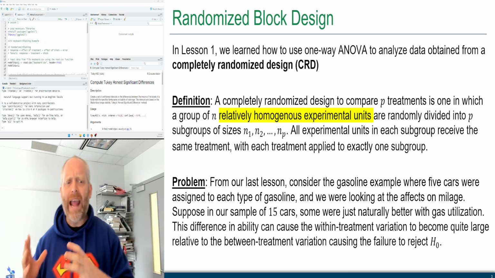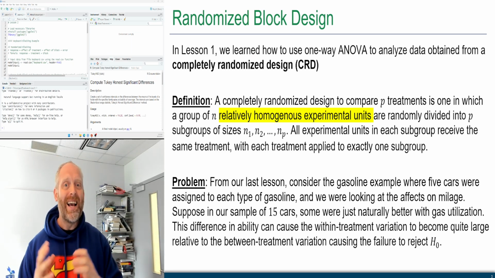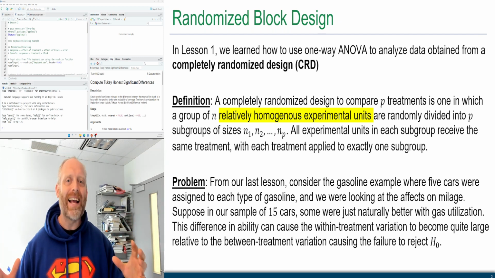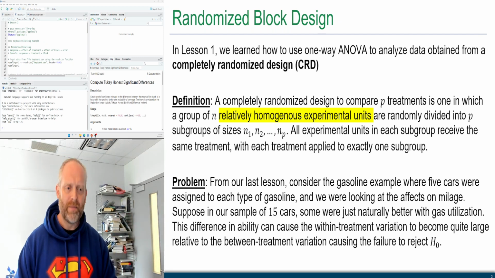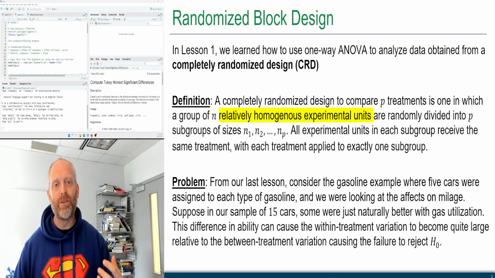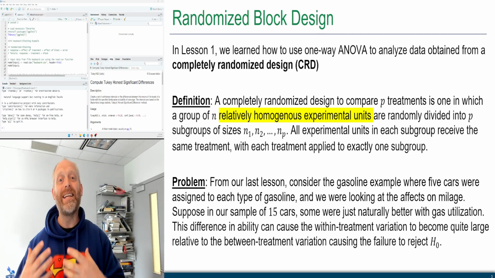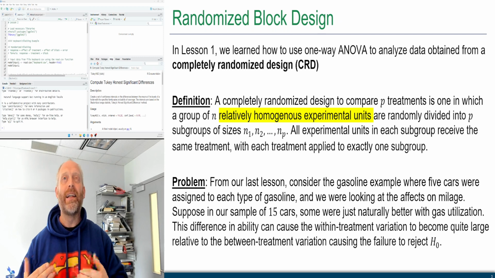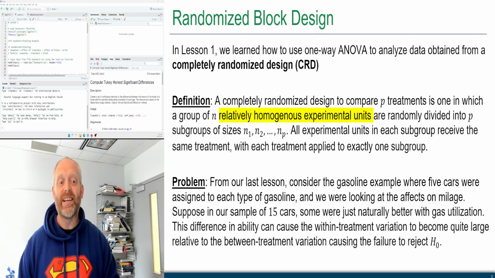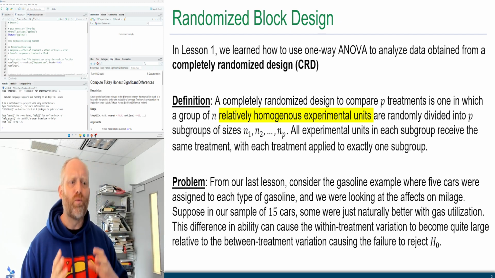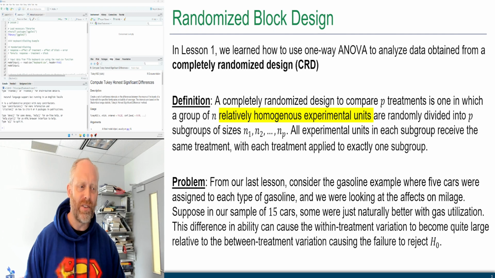So if we have this inherent bias in there, we are adding more variability that we can't really understand in the within treatment. That's our denominator. The bigger the denominator is, the smaller our overall ratio is going to be, and the smaller our ratio is, the less likely we are to reject the null hypothesis. So adding that bias automatically lessens the ability to reject the null hypothesis. That's why what we need is relatively homogeneous experimental units.